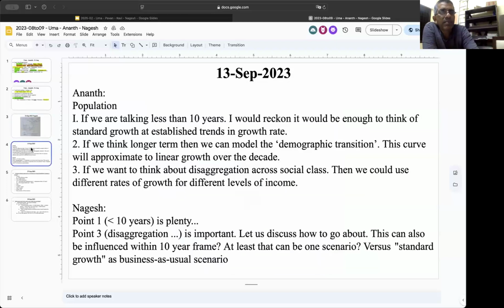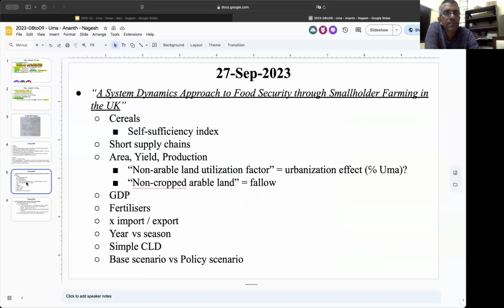So we met in September and we discussed. Anand said something, Nagesh said something. Next, please. Again, we met. So basically, we wrote down various points and we left it there. Now, the discussion, like what Aziz sir was pointing out and what I was saying, all these finally have to reflect in the causal loop diagram.